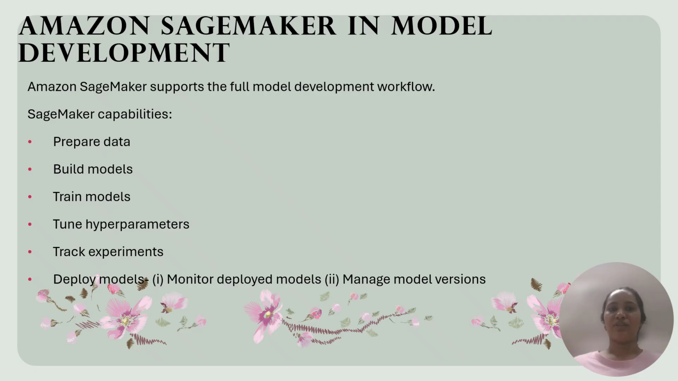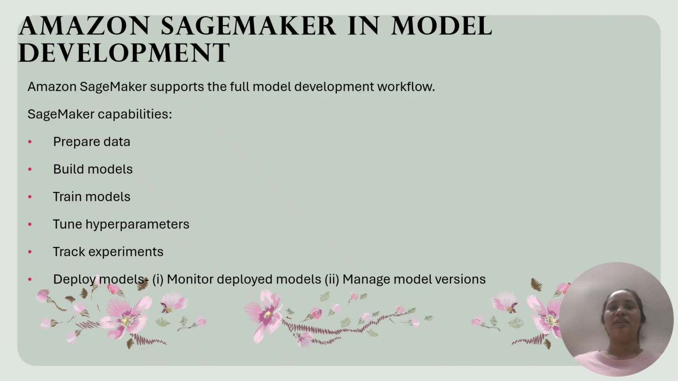Amazon SageMaker is a fully managed machine learning service provided by AWS, which supports the entire machine learning lifecycle from data preparation to model deployment. Instead of using multiple tools for different tasks, SageMaker brings everything together in a single platform, making model development faster and more efficient. The process begins with data preparation, where datasets are cleaned, organized, and transformed into a format suitable for machine learning. Once the data is ready, developers can build and design machine learning models using SageMaker's integrated tools and frameworks.